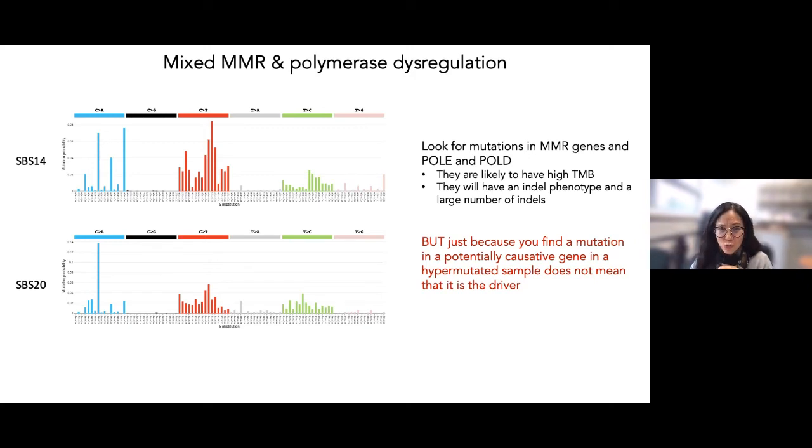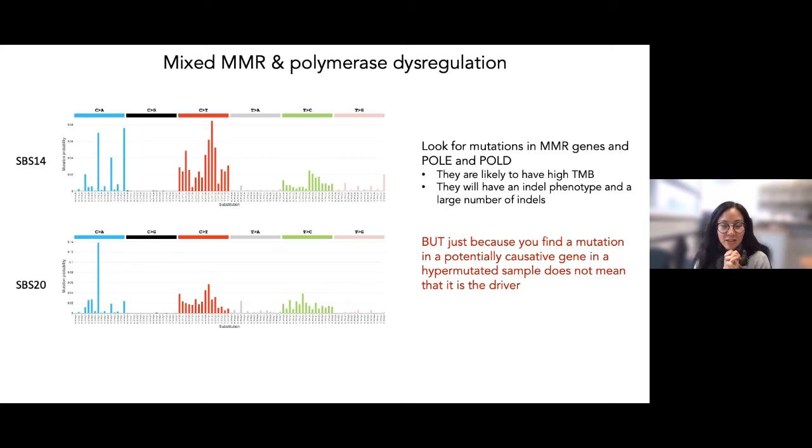So just because you find a mutation in what you think might be a causative gene does not mean that it's definitely a driver. Remember that if it's a tumor suppressor gene, you really need to lose the other allele, right? So if it's not biallelic loss, it probably isn't. So just be a little bit mindful.